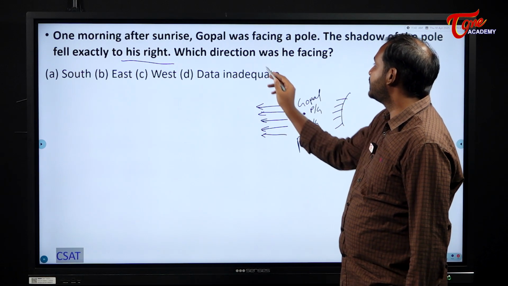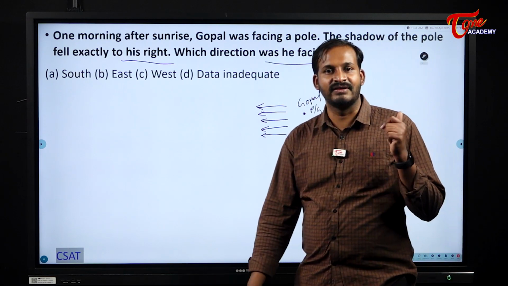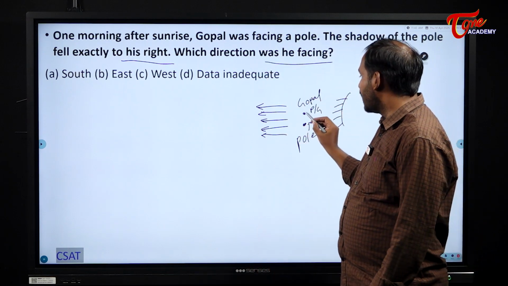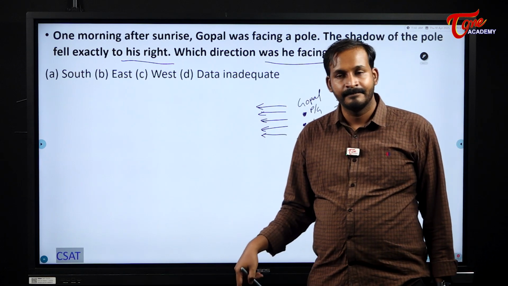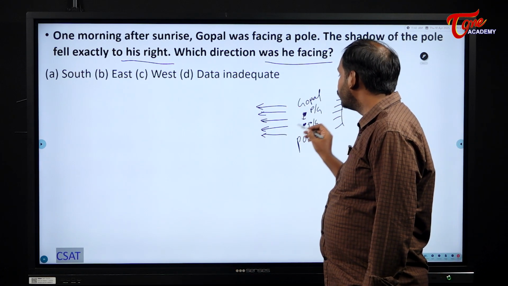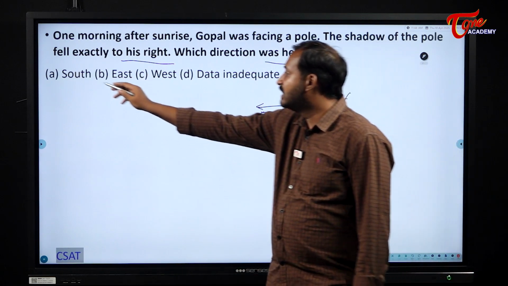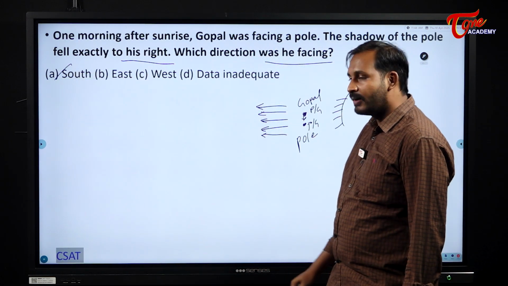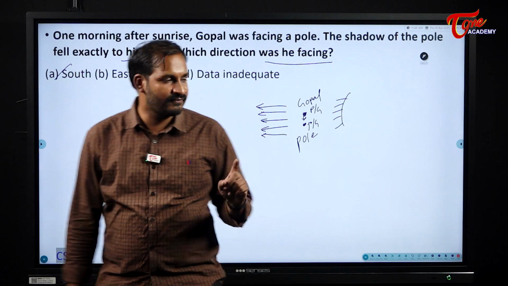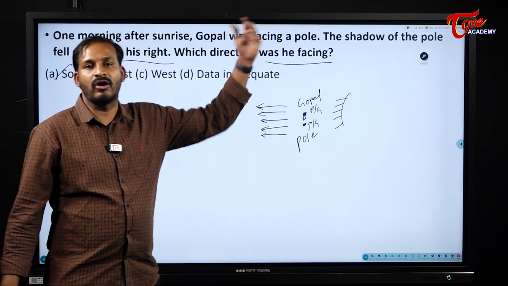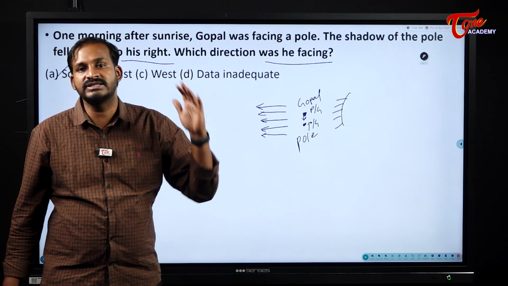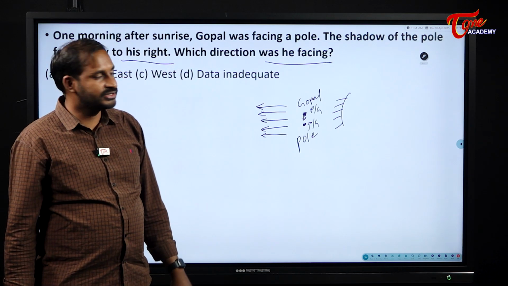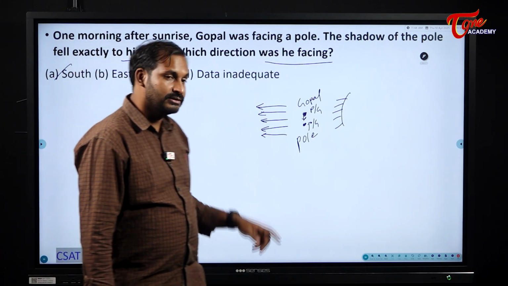Now, which direction was he facing? This is very, very important. See here, students, actually Gopal is in this northward position, but which direction is he facing? He is facing the south direction. Please be careful, students. Actually, Gopal is in the northward position, but he is facing south. Understood? Gopal will face south.